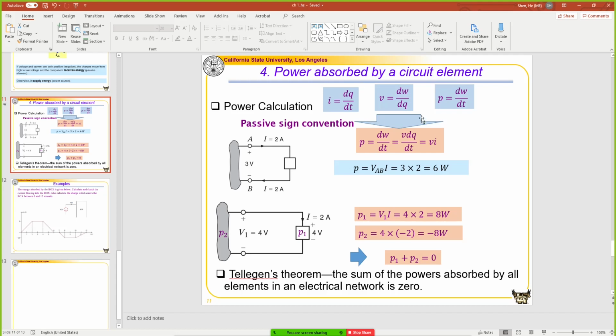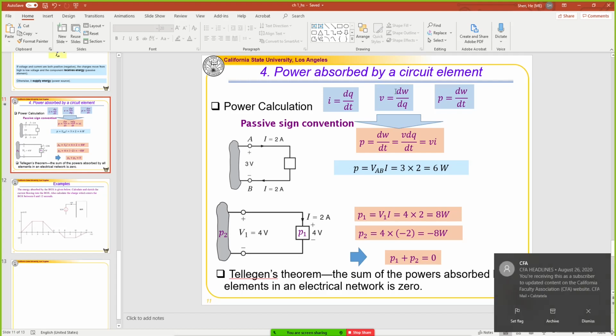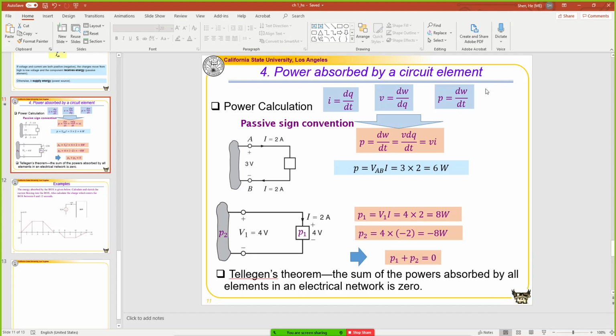So from the definition, we already learned that the current is the charge rate, so dq over dt. dq is the amount of electricity per unit time. So that is the flow rate, right? So that is the current I. And voltage is the energy needed to move one coulomb of charge, so that is dW over dq. And the power, that is the energy rate. So W is the energy, dW over dt. And from that, we can calculate the power.